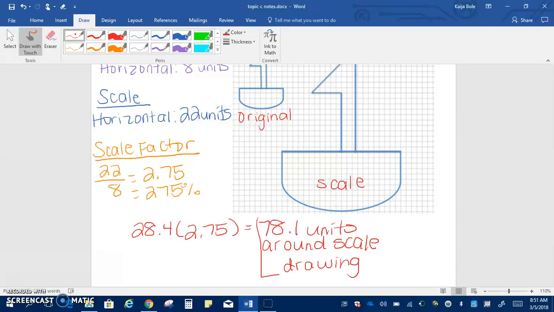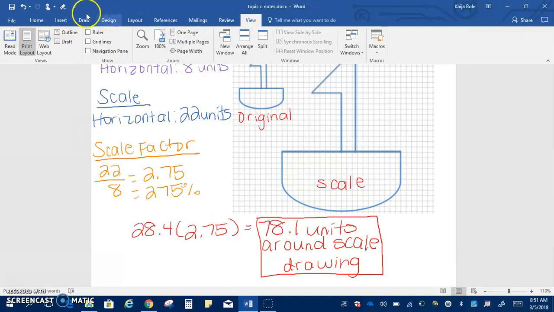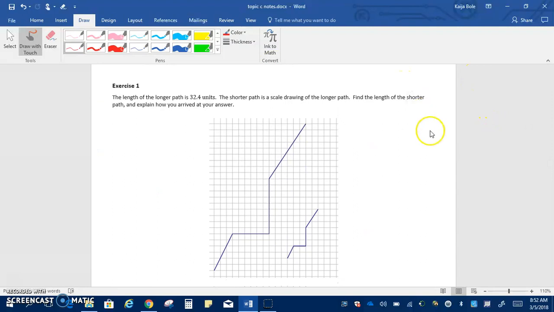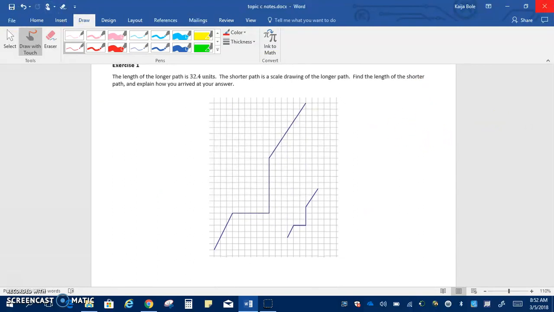Alright, and that's kind of going back to what we did in the first lesson. Okay, let's go ahead and flip over. Alright, and we are on exercise 1 now. It says the length of the longer path is 32.4 units. The shorter path is a scale drawing of the longer path. Find the length of the shorter path and explain how you arrived at your answer.